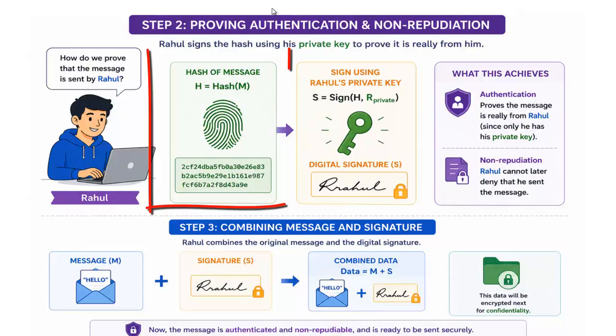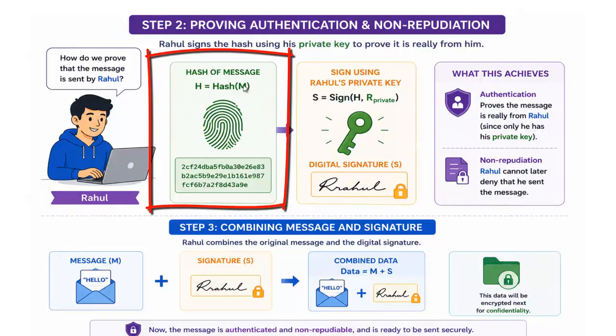For this, Rahul creates a hash using the original message, Hash(M), and here Rahul is passing the original message, hello. This means the hash function takes the original message M as input and generates a fixed size hash value H. This hash acts like a digital fingerprint of the message. If even a single character changes in the original message, the hash value will completely change. So this step ensures integrity, meaning the message has not been altered.